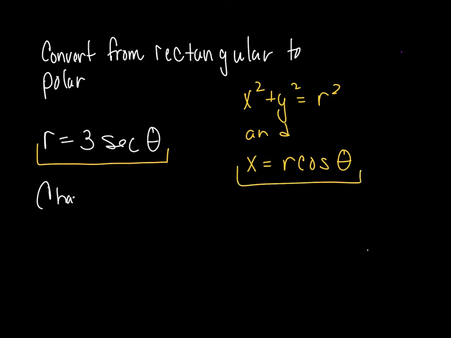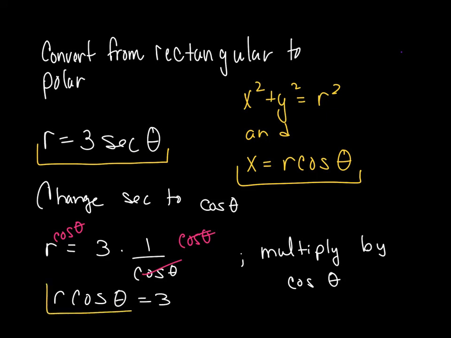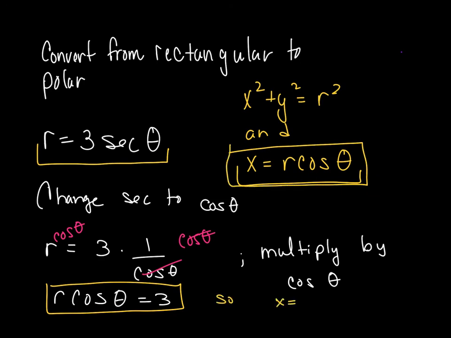Now, when we're looking at this, we have to change the secant into cosine. So now we have r is equal to 3 times 1 over the cosine of theta. We want to go ahead and multiply both sides of the equation by the cosine of theta. That gives us the left-hand side, which is r cosine of theta, which is equal to 3. Now, remember what we said, x is equal to r cosine of theta, so this just means x is equal to 3.